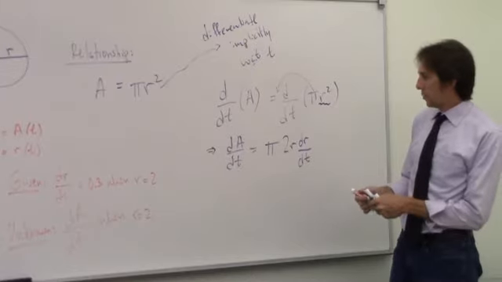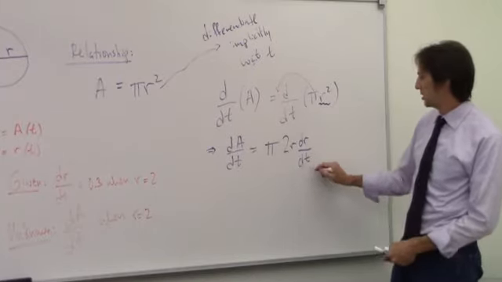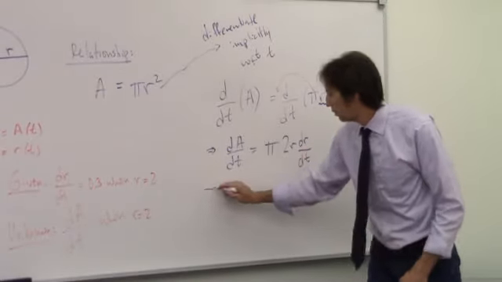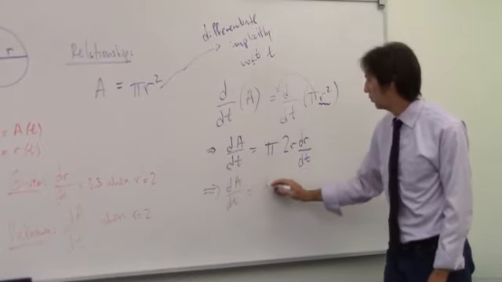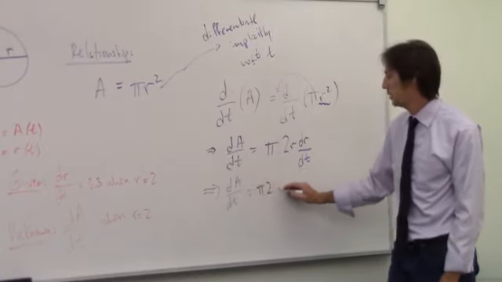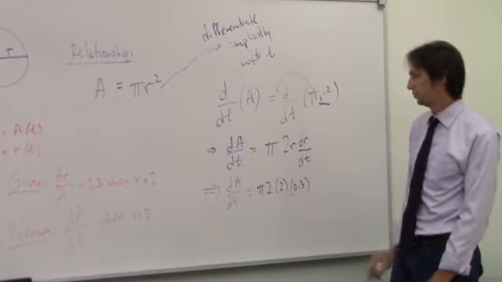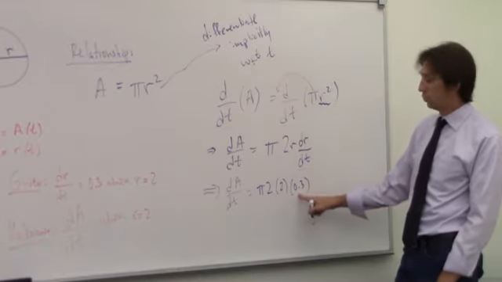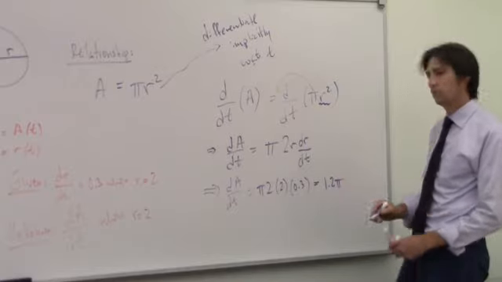The last step in the strategy is to plug in what we're given. We are given dr/dt is 0.3 and r is 2. And so we get dA/dt is equal to pi times 2 times 2 times 0.3. 4 times 0.3 is 1.2. And so we're getting 1.2 pi.